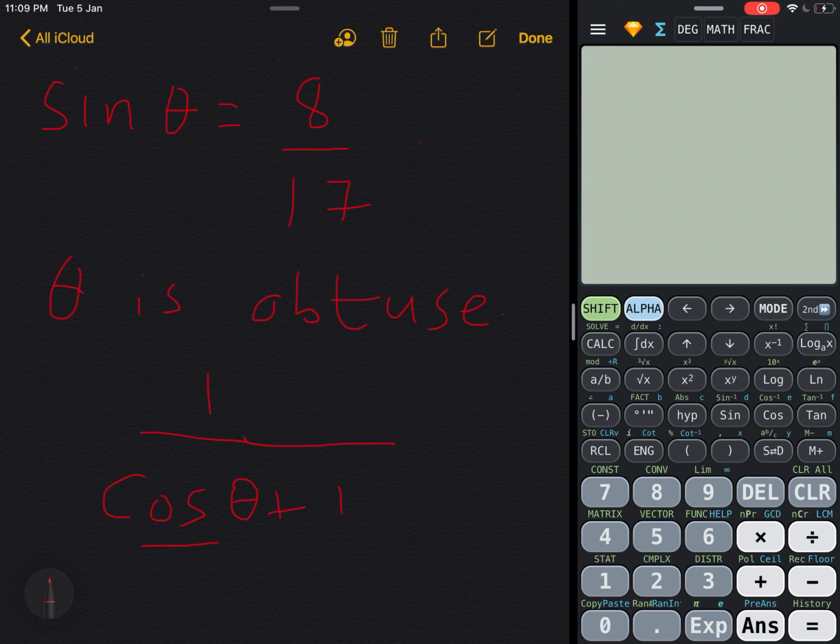We have been given sine theta to be 8 over 17, and the problem also tells us theta is an obtuse angle. We should first know what an obtuse angle is and why it was necessary for the problem to tell us that theta is an obtuse angle. I'll start from the second part. That's why it was necessary for the problem to tell us it was an obtuse angle.